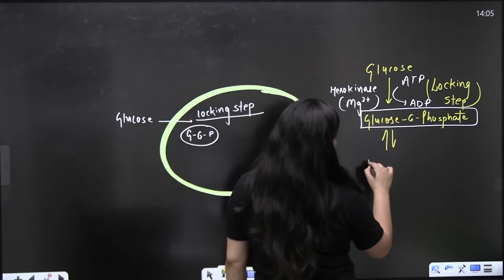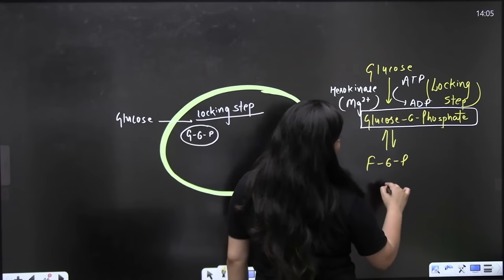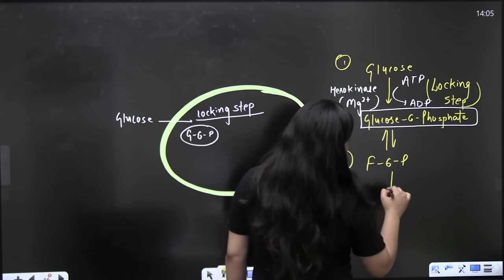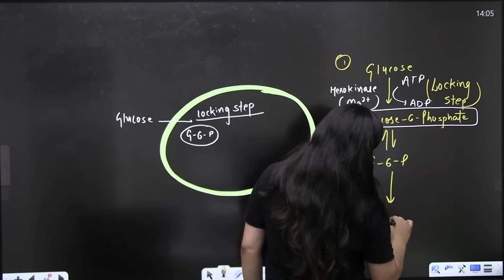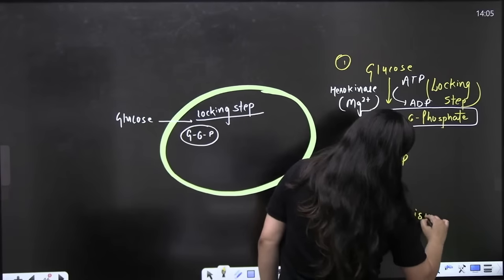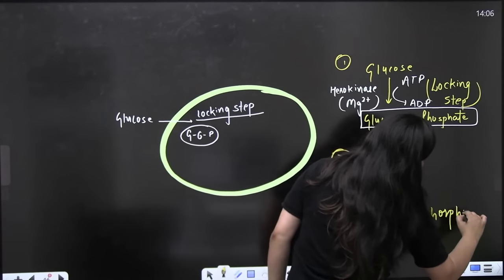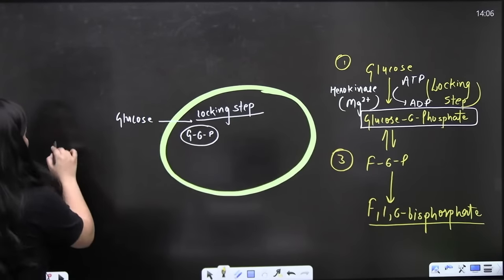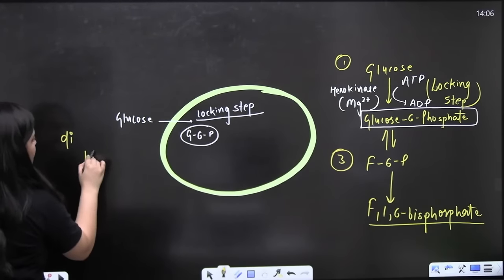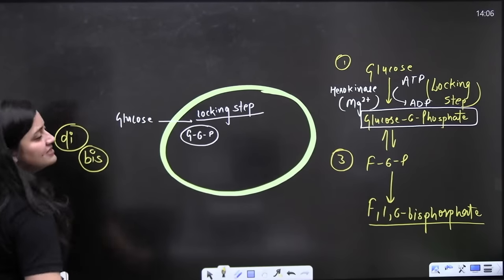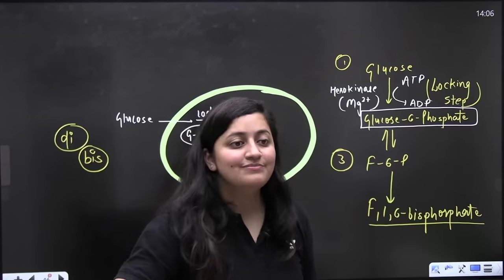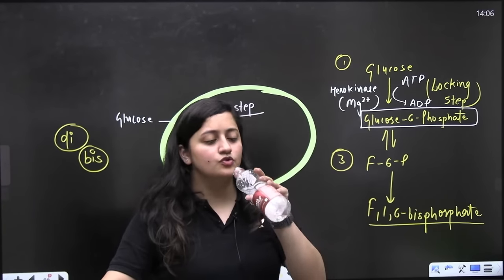From glucose 6-phosphate, its isomer fructose 6-phosphate will form. Again, one more irreversible step, which will form fructose 1,6-bisphosphate. Now, another point that I will share here. There are two words. One is di, another is bis. Can you tell me the difference between these two?